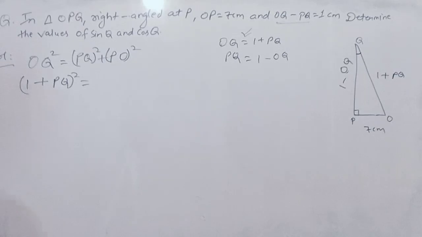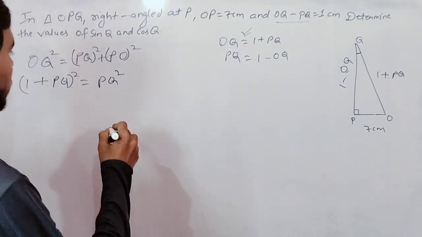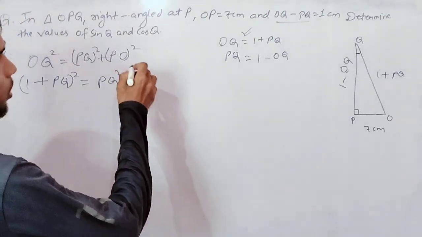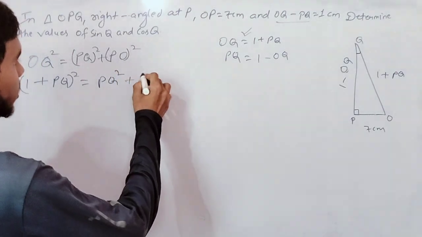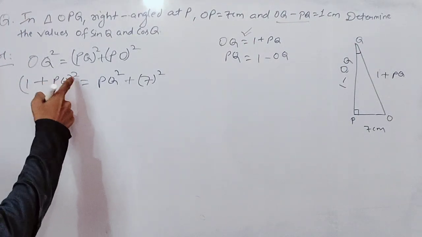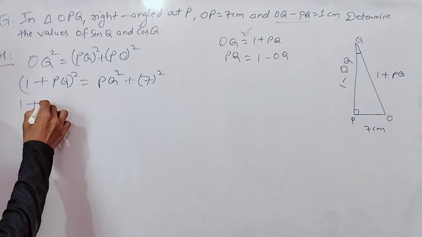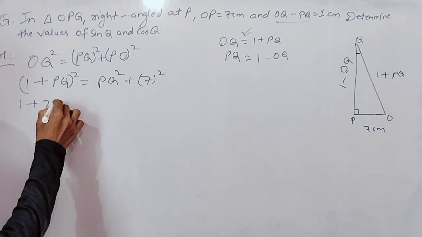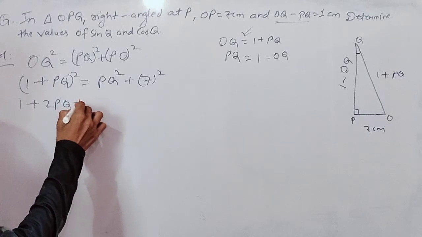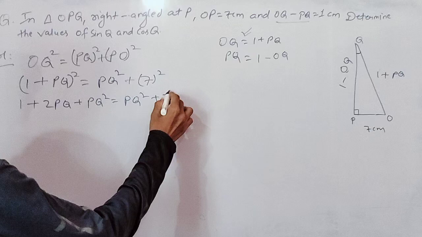And PQ square. PQ square plus PO square. PO is how much? 7 centimeter. 1 plus 2 PQ plus PQ square equals PQ square plus 49.